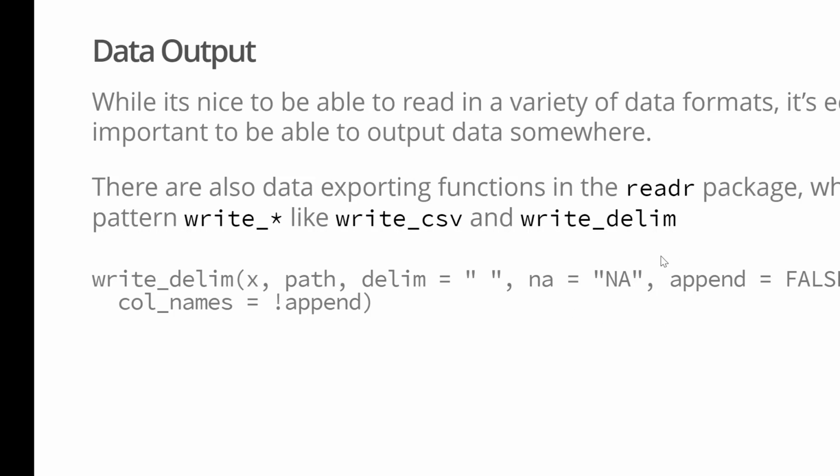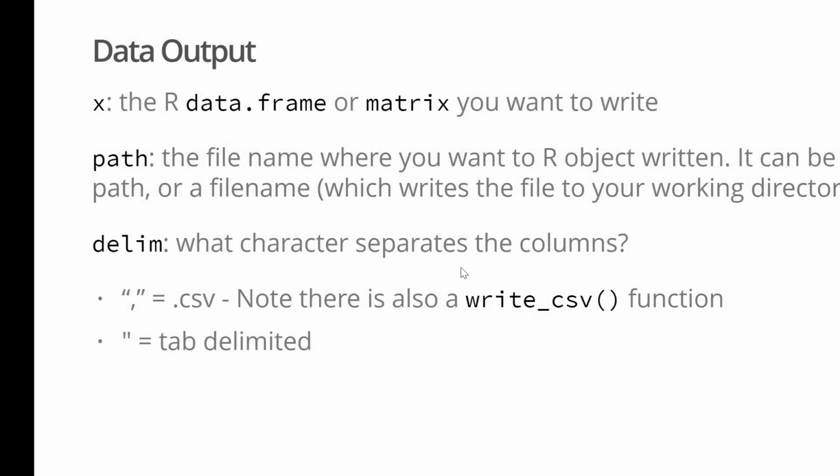Usually false. If you are not appending, it will make column names. And so this just means not, the exclamation point. If append is false, column names is true, and vice versa. By default, it will return column names as the first row in your text document. Other popular delimiters include a comma to make it a .csv, and you can use the write underscore CSV function.